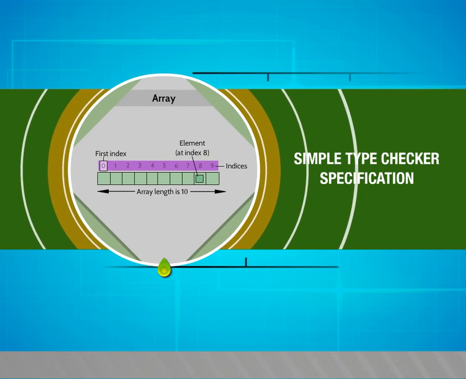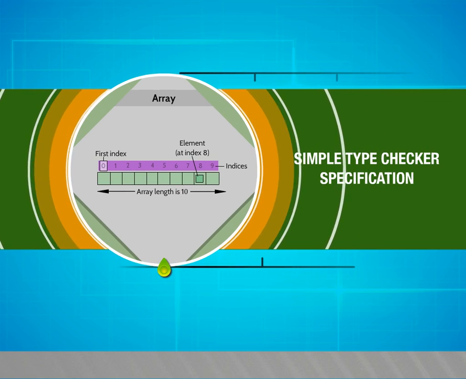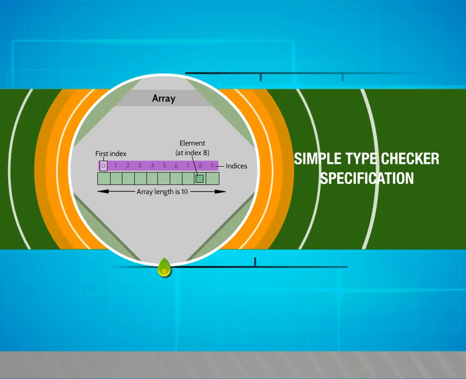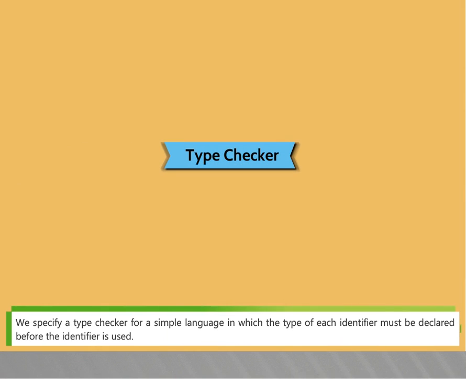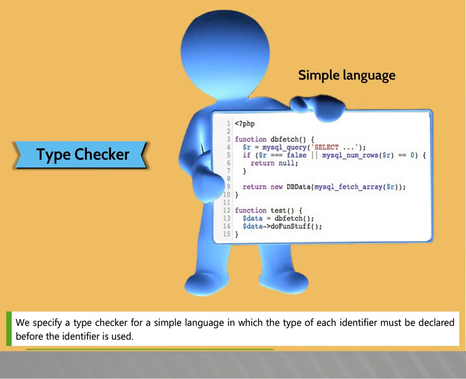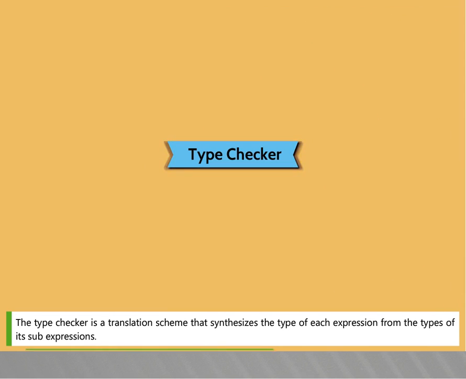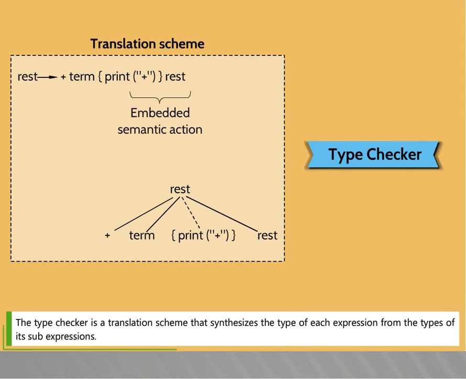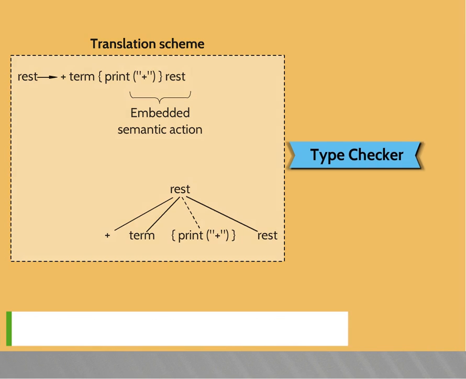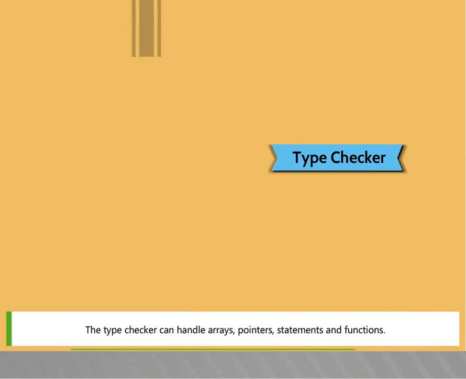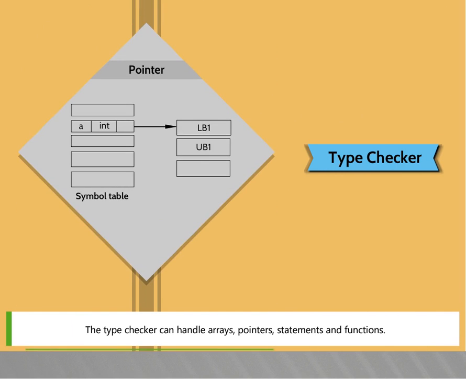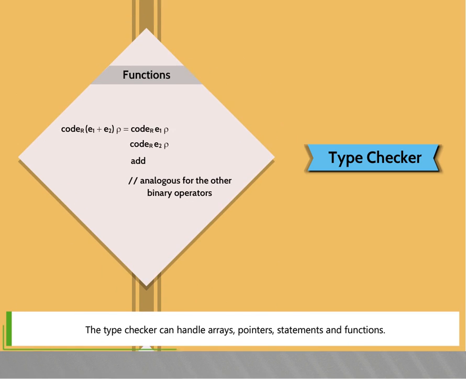Simple type checker specification. In this video, we are going to see about simple type checker specification. We specify a type checker for a simple language in which the type of each identifier must be declared before the identifier is used. The type checker is a translation scheme that synthesizes the type of each expression from the types of its sub-expressions. The type checker can handle arrays, pointers, statements, and functions.